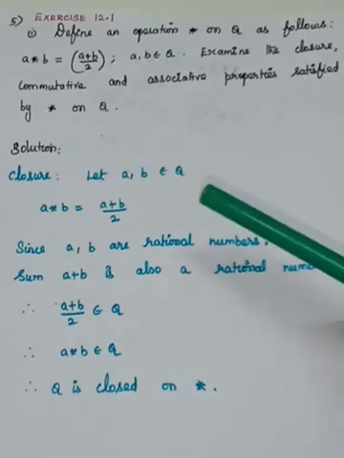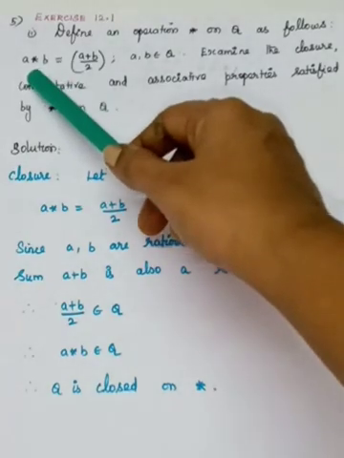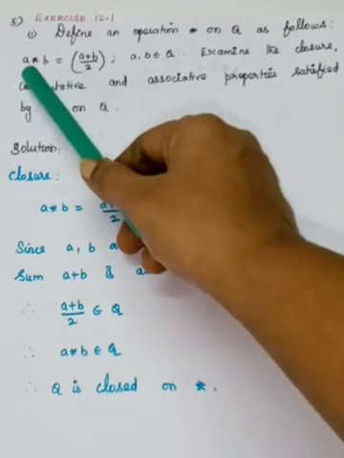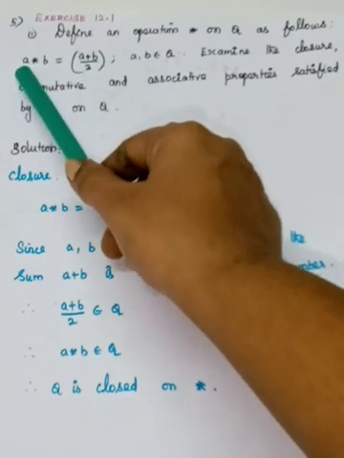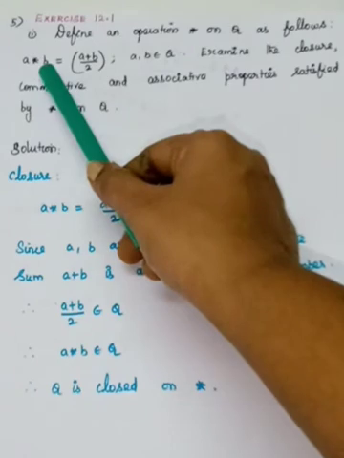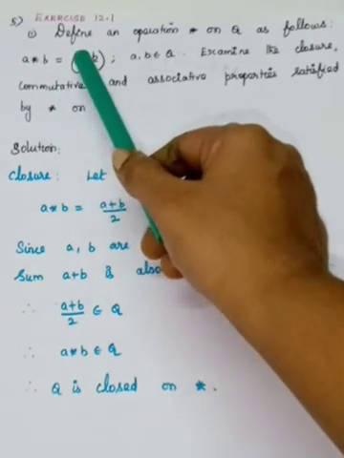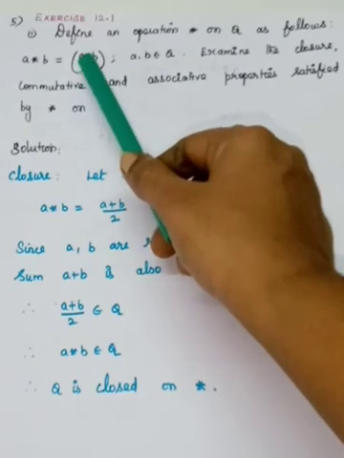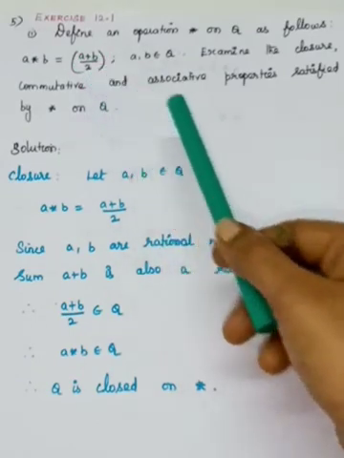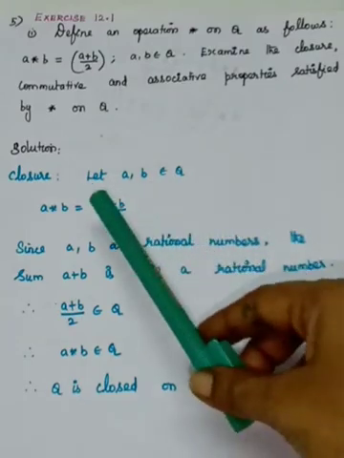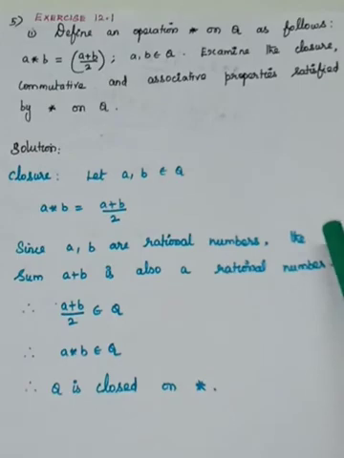So Q is nothing but the set of all rational numbers. Here the asterisk is defined in such a way that A asterisk B is equal to (A plus B) by 2. If you consider A as the first number and B as the second number, and you apply the asterisk between them, what do you have to do? You have to add the first number and the second number and divide by 2. So therefore, you have to examine the closure, commutative and associative properties.